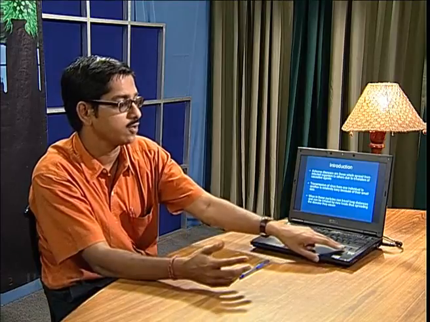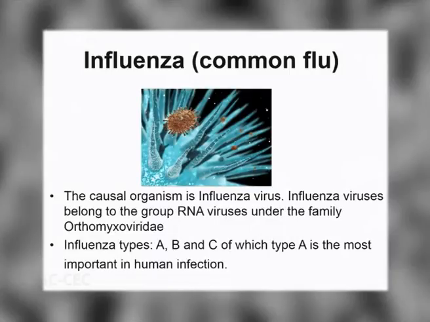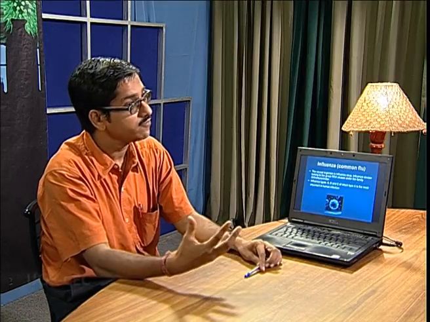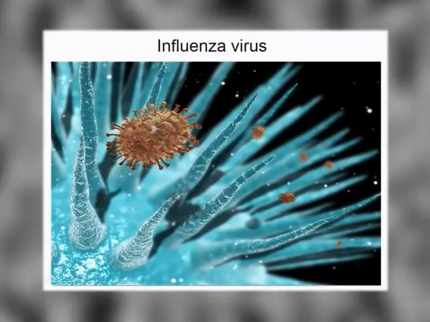So let's start with one of them. The first and the most common is influenza, which is called the common flu. The causal organism in case of influenza is an RNA virus under the family Orthomyxoviridae. And the influenza viruses are of various types. First is influenza type A, type B, and type C. All these are very important in causing diseases, but of these influenza type A is most well known to cause human diseases. Now you can see a picture which is the EM picture of the influenza virus.